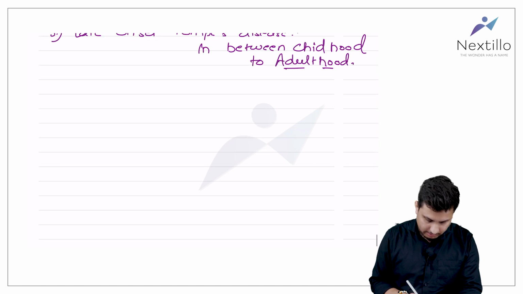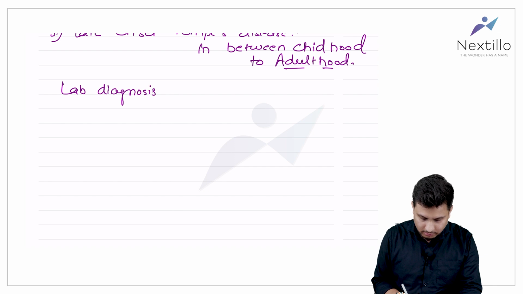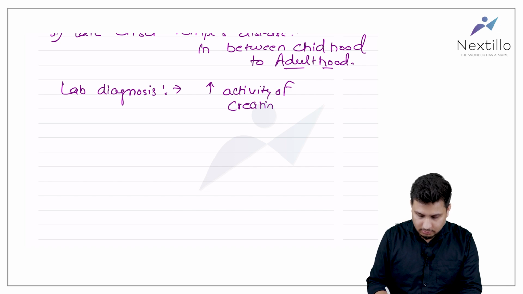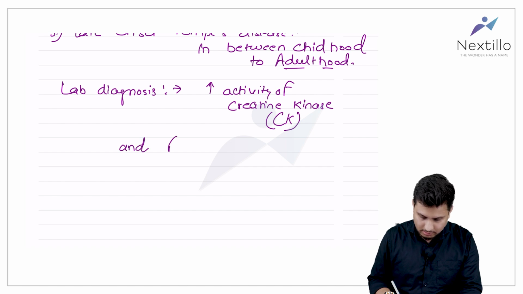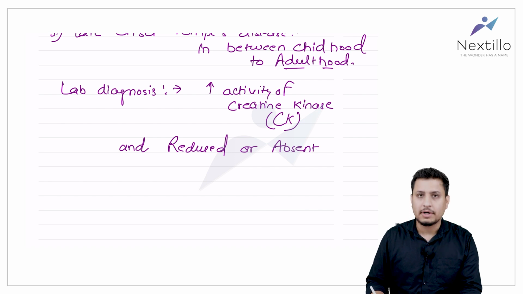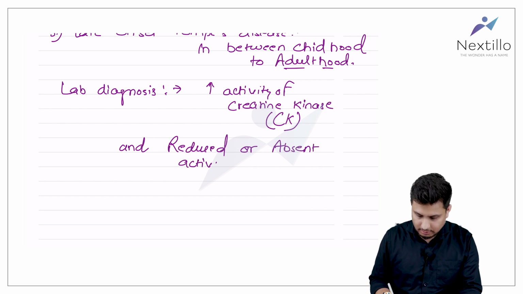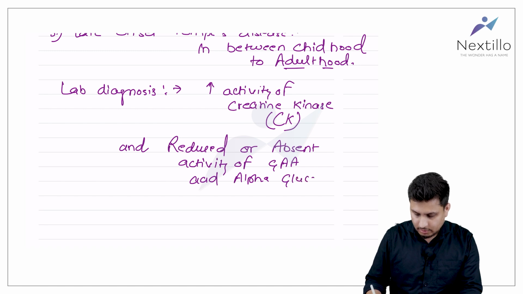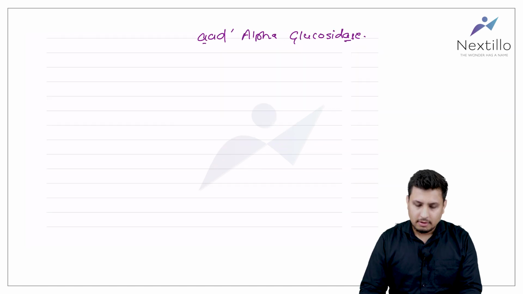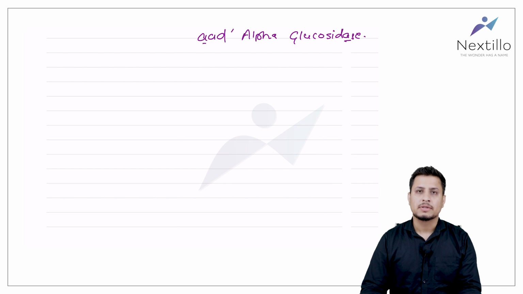Lab diagnosis: increased activity of creatine kinase and reduced or absent activity of GAA, acid alpha glucosidase. We can also use genetic testing and muscle biopsy.